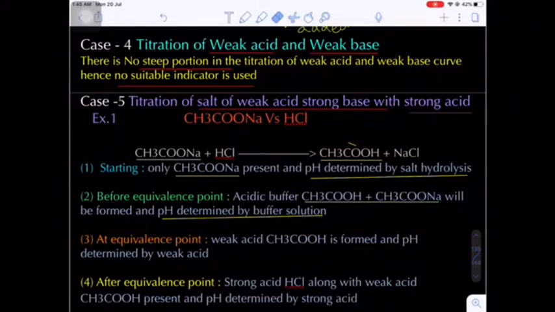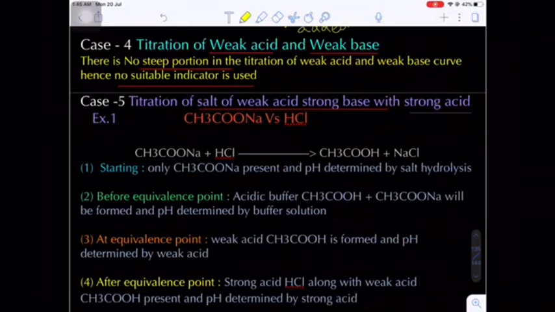Now at the equivalent point, what happens? At the equivalent point, what happens? That means both must be completely consumed. That means the hydrochloric acid and also the sodium acetate must both be completely consumed. Yes or no? When both are completely consumed, both will be LR, that is, limiting reagents.